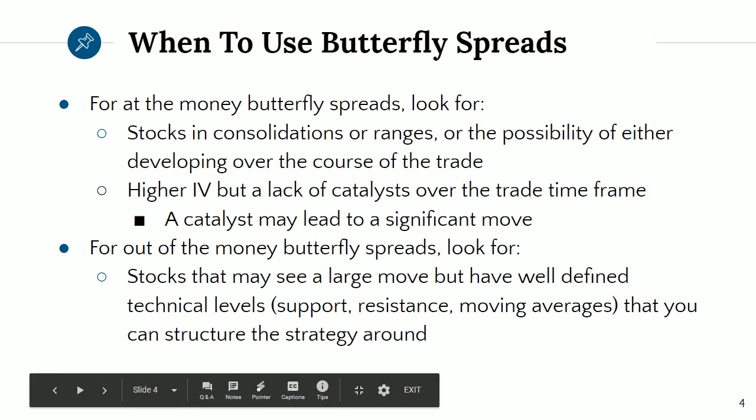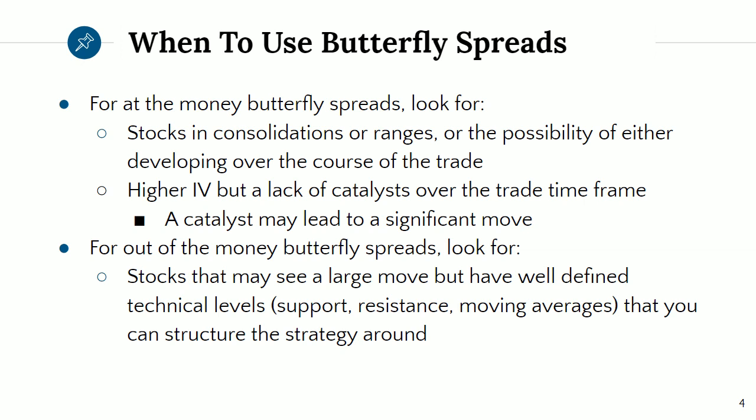All right, so what to look for if you want to target an at the money butterfly spread? We'll start with at the money again here. What you want to look for are stocks in consolidations or ranges, or the possibility of either of those developing over the course of the trade. That's going to be really important.